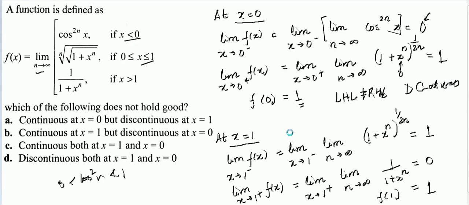Similarly, if you see the point x equal to 1, the left hand limit at 1 will be (1 plus x to the power n) to the power 1 by 2n. Again, since at 1 minus the modulus of x is less than 1 and it is raised to a very high power, this will make this term again go to 0. And 1 plus 0, whole to the power anything, will actually be 1. So the answer for the left hand limit at 1 is 1.